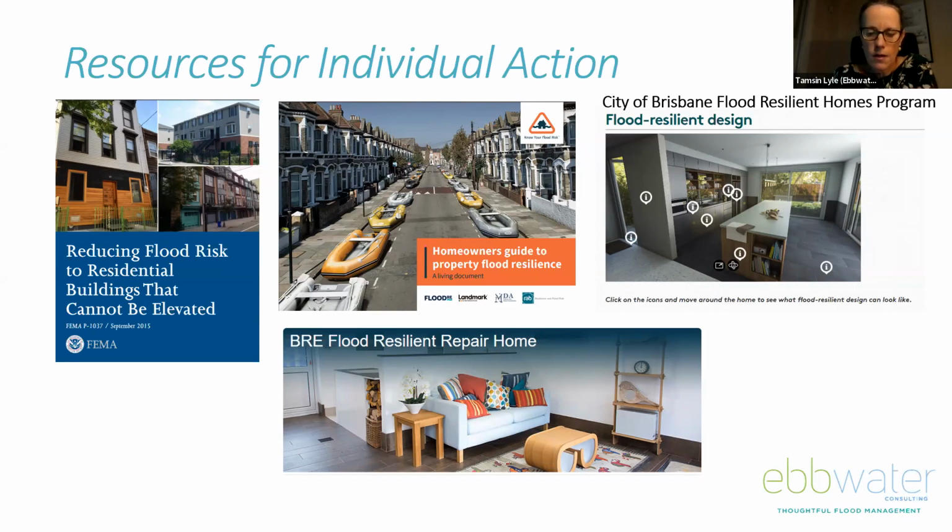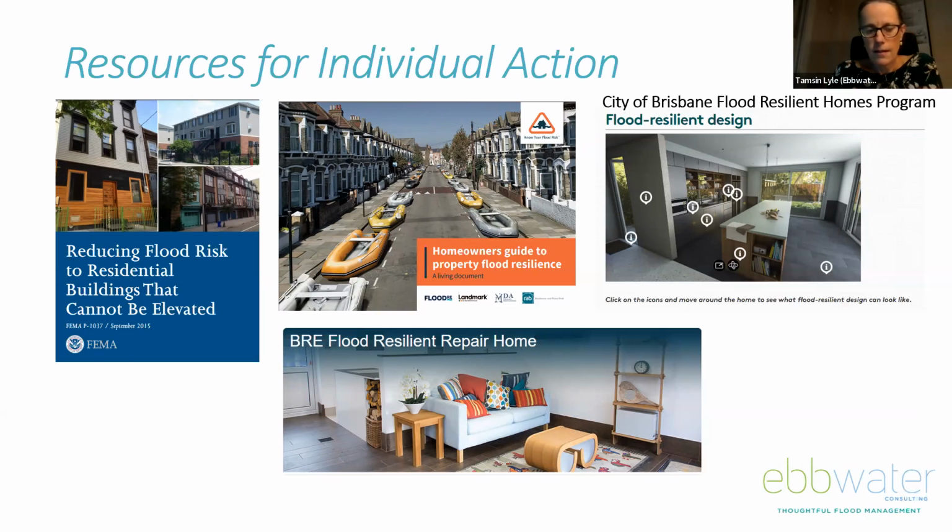What's snapshotted on the screen there is an interactive view of a little house, and you can zoom around it in 3D and click on things, and it shows you all of the things that you should be doing in your home to make it more flood resilient. Simple things like the flooring that I've already described and where the outlets are, but also many other ideas related to appliances and how they're plumbed in and that kind of thing.